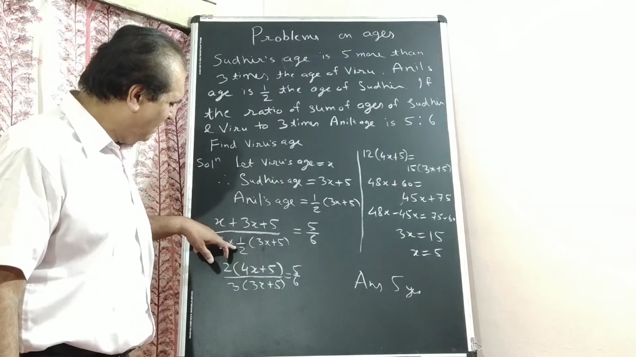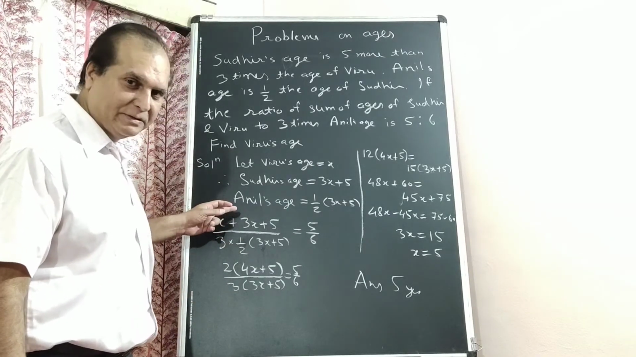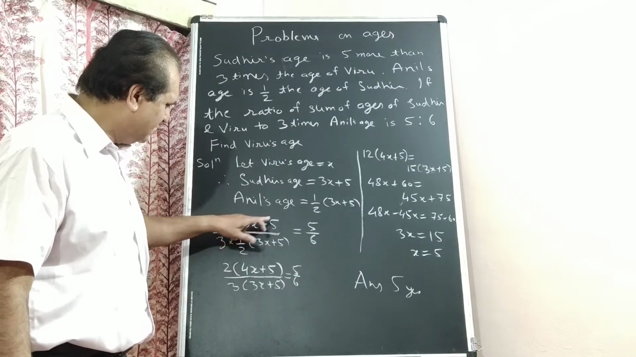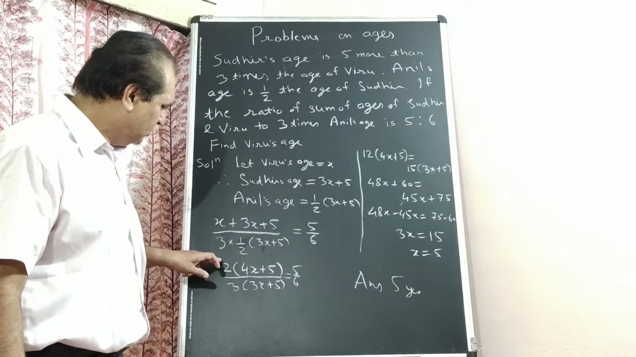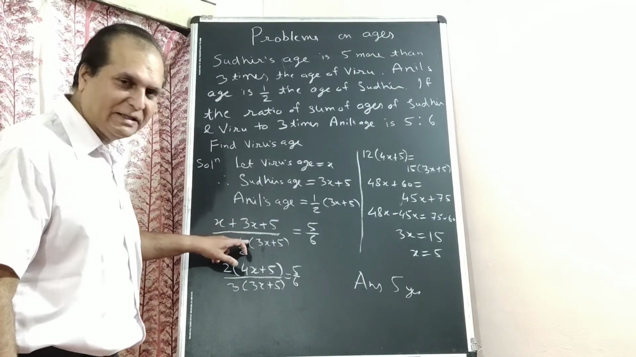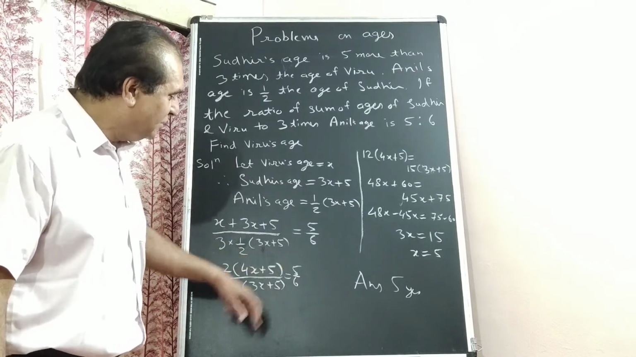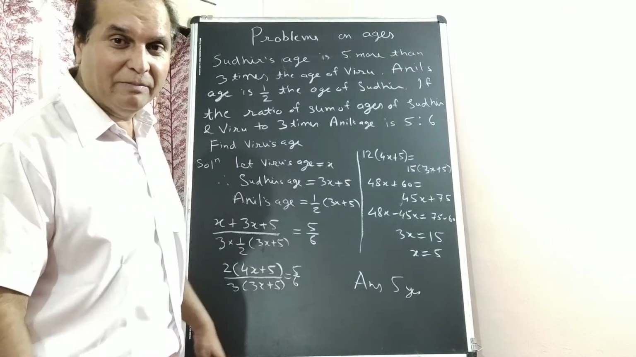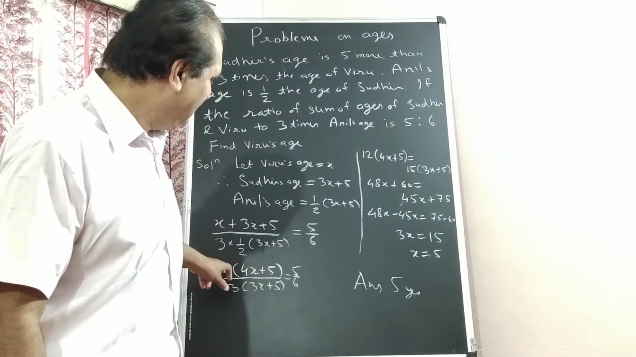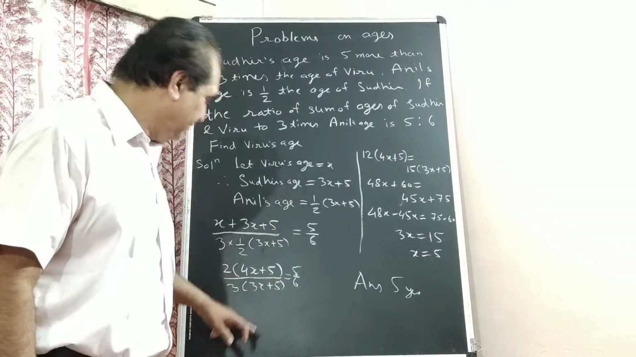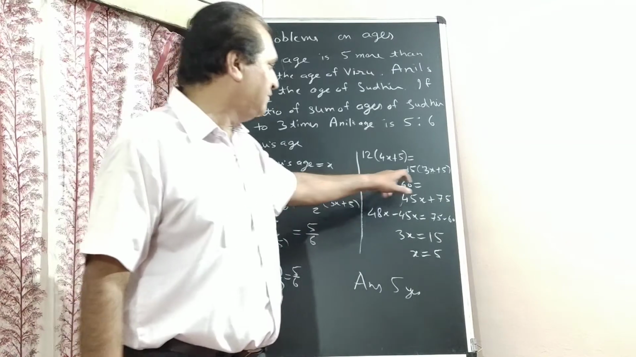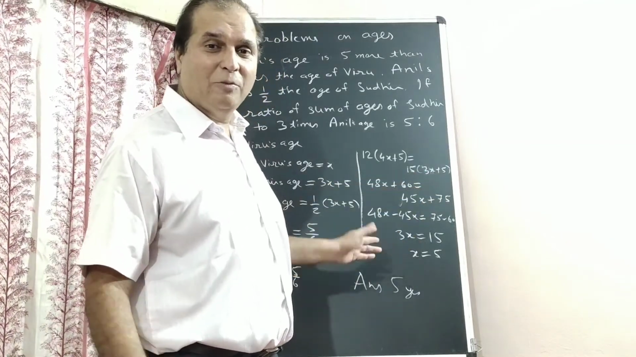Now see, 3 into half, this 2 will go up. x plus 3x is 4x plus 5, and the 2 will go up: 2 in bracket 4x plus 5 upon 3 in bracket 3x plus 5 is equal to 5 upon 6. Now simply cross multiplying: 12 in bracket 4x plus 5 equal to 5 threes is 15 in bracket 3x plus 5. Now I am opening the bracket.